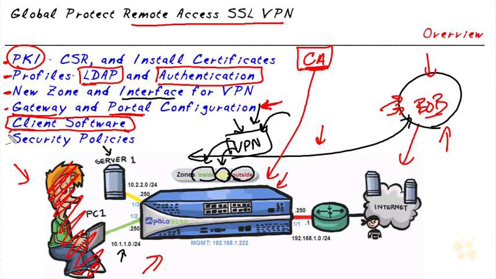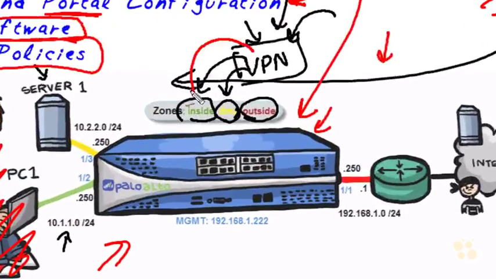And then for the security policies, there's actually a couple that we're going to add. We're going to add security policies that are going to allow Bob to communicate between the VPN zone and other zones. For example, between the VPN zone and the inside, and between the inside and the VPN zone. And we're also going to have some policies that allow the initial SSL connection to the outside interface of the Palo Alto. I mean, we have to start the ball rolling.